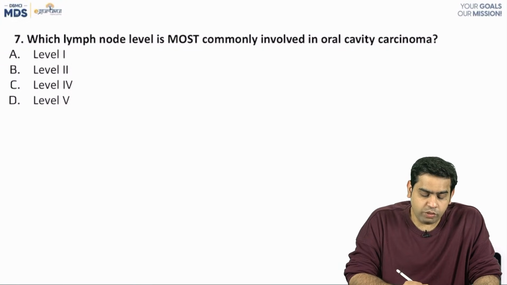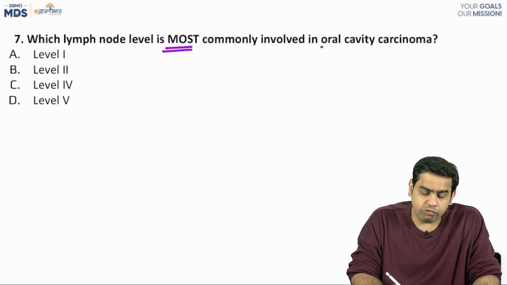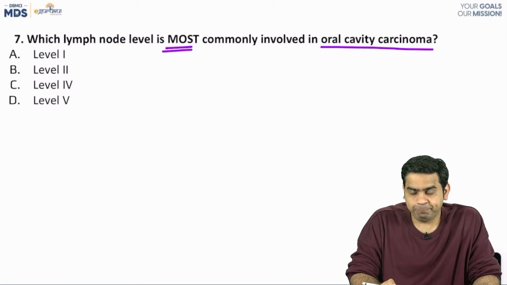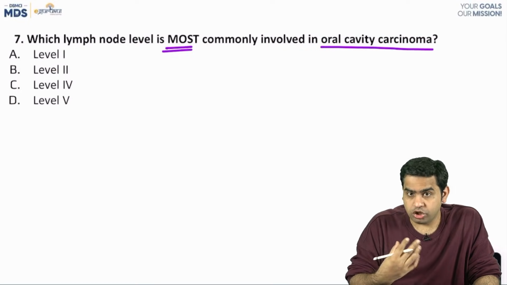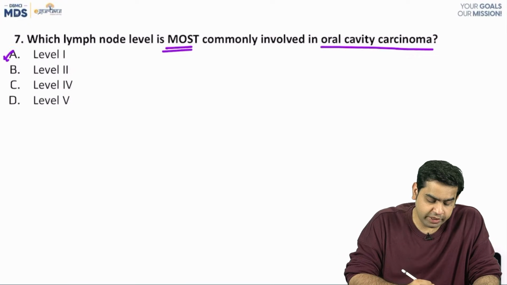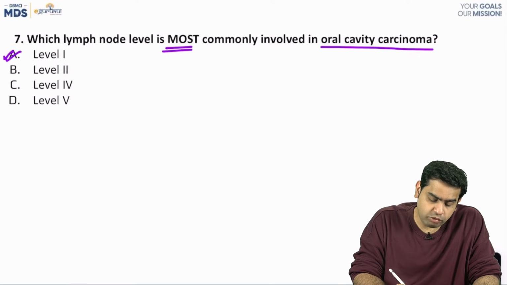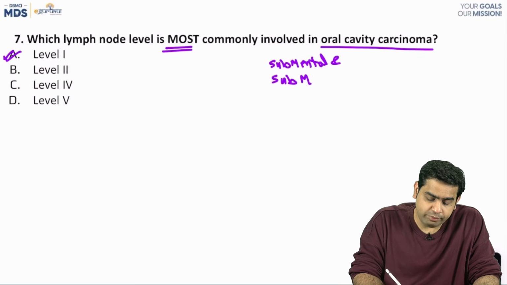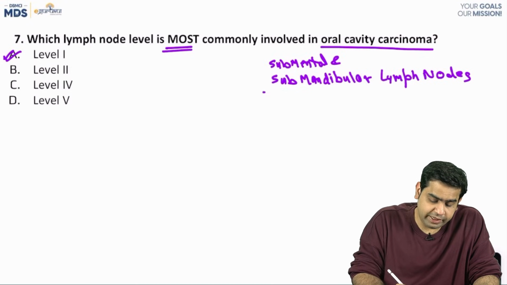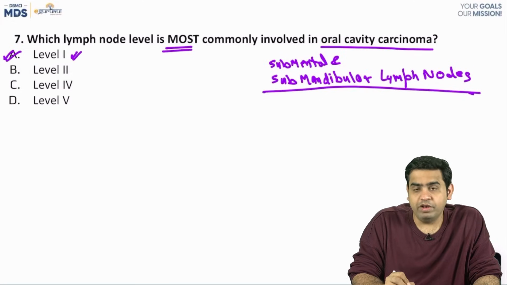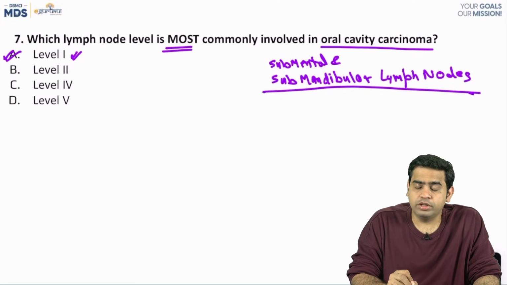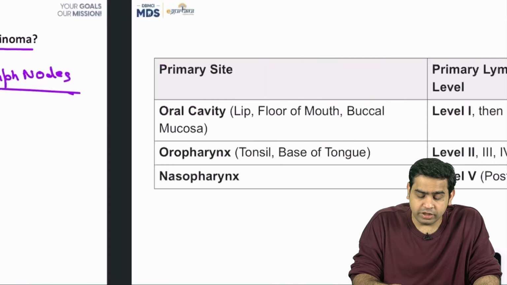Okay. Which lymph node level is most commonly involved in oral cavity carcinoma? In the oral cancers, which lymph node station is most commonly involved? The answer over here is 1. So oral cavity cancers usually involve the submental and the submandibular lymph nodes. Okay, most commonly, these are the lymph nodes which are involved. That is lymph node level 1. Submental or submandibular, level 1A or 1B, these are the ones most commonly involved.